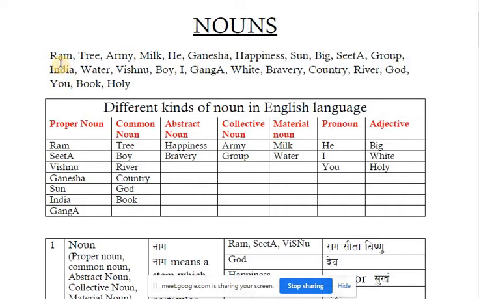Here you read, many are there: Rama, tree, army, milk, he, Ganesha, happiness. All these are called nouns. Here you will not find any verb, any action. Here you will find only nouns, right?